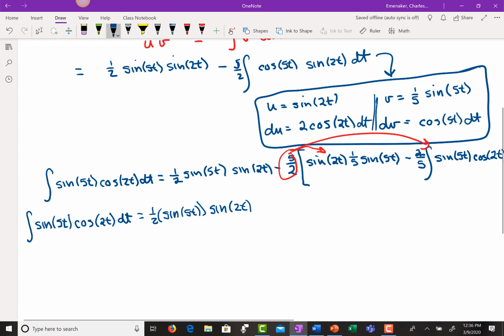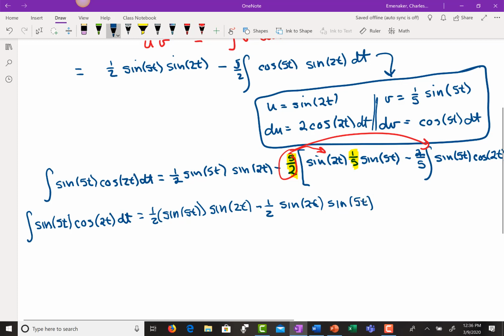Now, in the first term, I've got a 1/5 that's going to multiply times a 5/2. Does that make sense to everybody? Which is going to give us a negative 1/2. You see where the 1/2 comes from? The 5's cancel. The negative is because it's a negative 5/2, so we're going to have a minus 1/2, the sine of 2t, the sine of 5t.